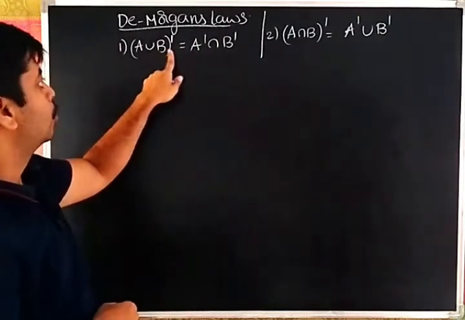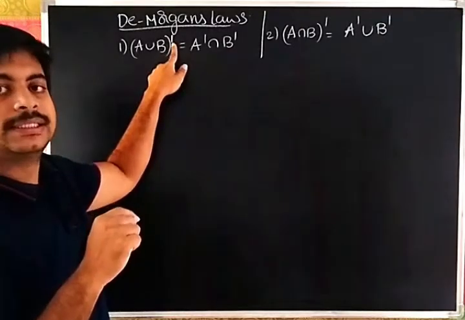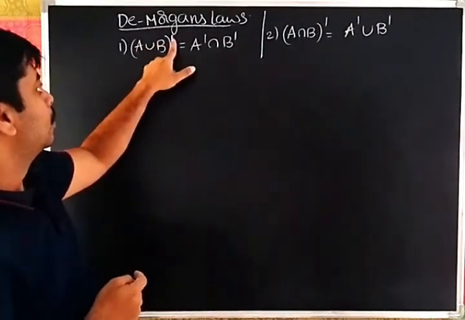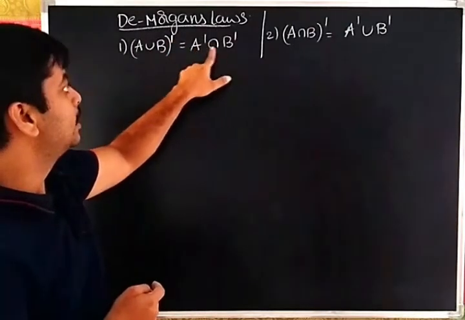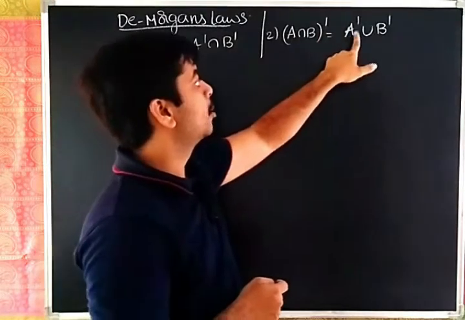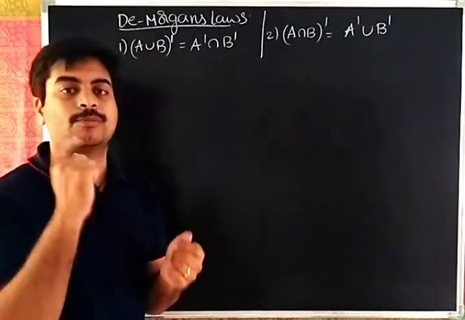A union B whole complement. This bar represents complement, that is, not, negative. A union B whole complement is equal to A complement intersection B complement, and A intersection B whole complement is A complement union B complement. So let us see this with Venn diagrams as well as with a small example.